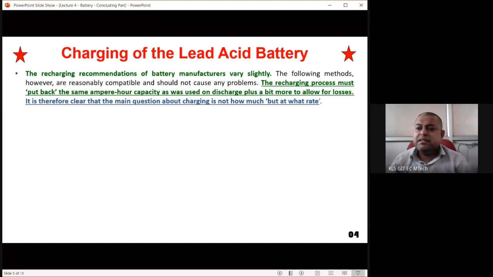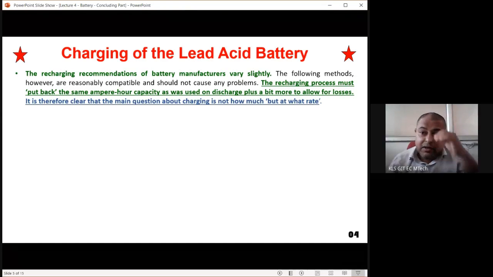So every battery has some losses. If we want X amount of charge to be put in for the battery to be fully charged, we put in X plus Y. That means some extra amount of charge is also put in the battery while recharging, because that will account for the losses. So it is clear that the main question about charging is not how much, but at what rate.